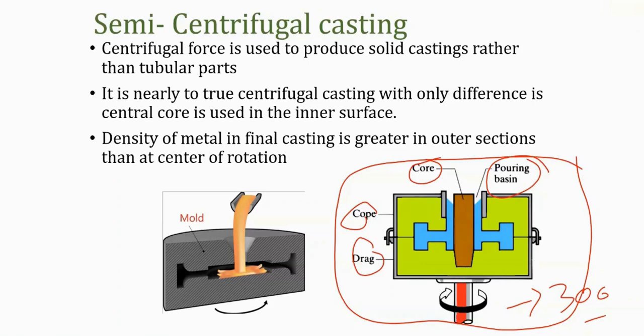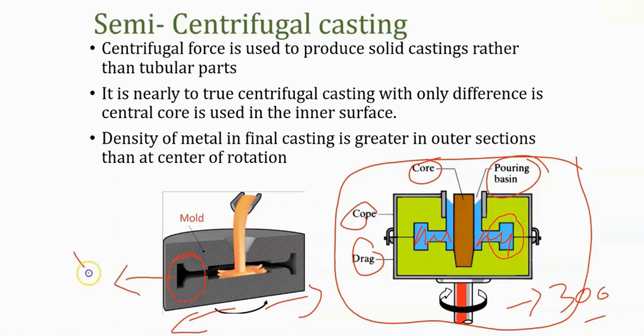Then there will be a formation of a centrifugal force, right? So this centrifugal force drags this material towards the end, and the molten material will get solidified. The process is the same. After completing the casting, the dense material will be formed at the outer surface, right?